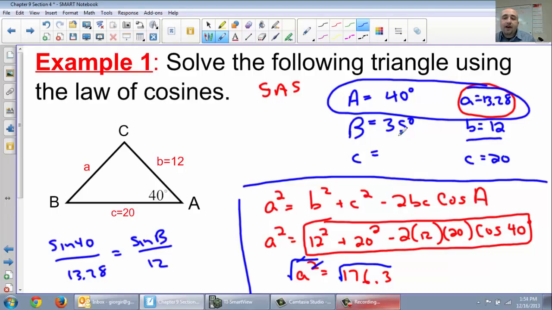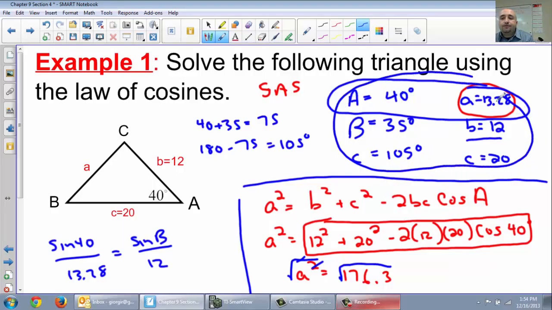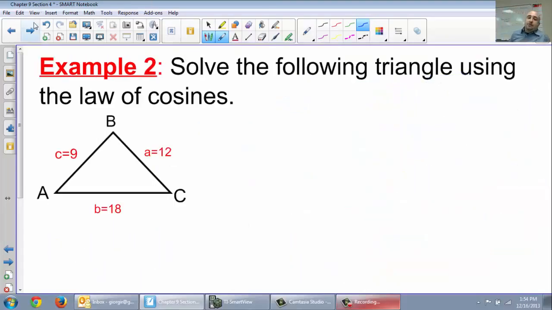Okay, so it's very easy now to find angle C. 40 plus 35 equals 75. 180 take away 75 is equal to 105. So 105. And you are done. That's law of cosines, problem 1. That's a side angle side example. All right, last example. Let's do a side side side example.